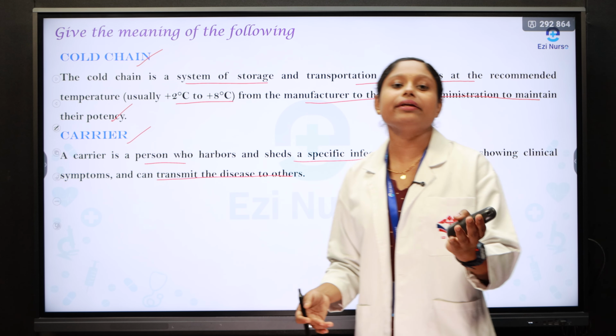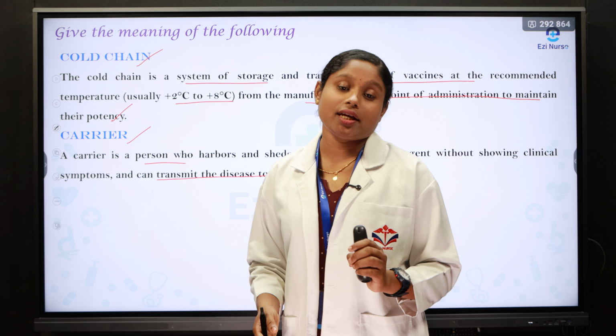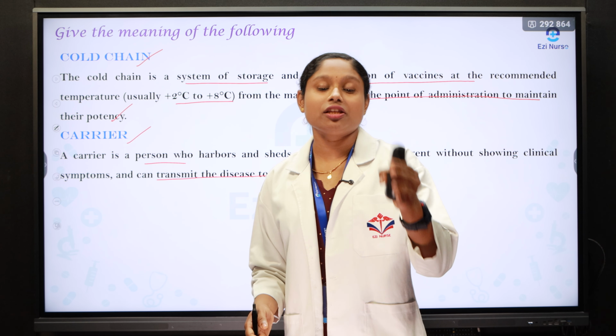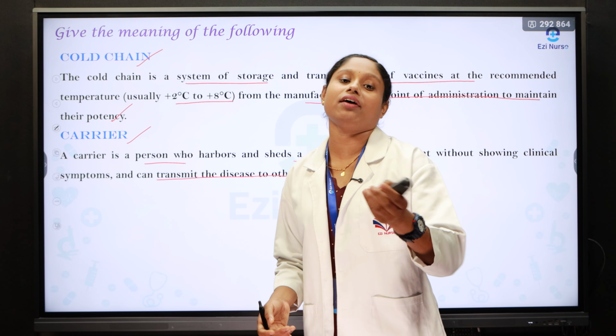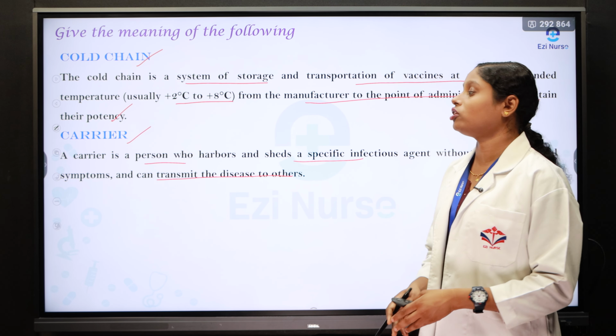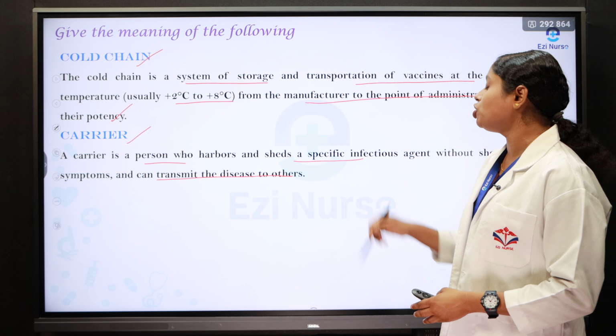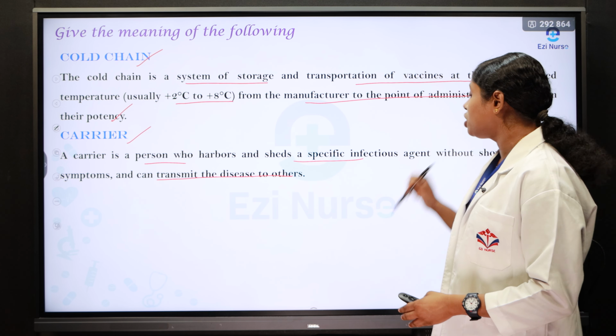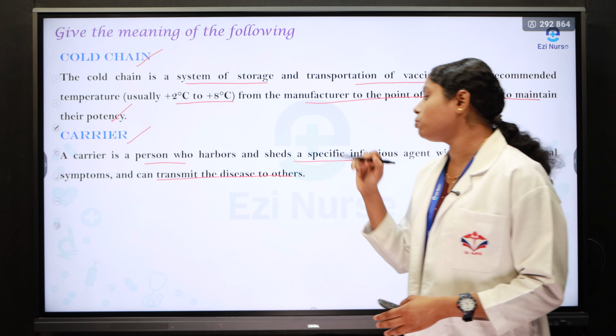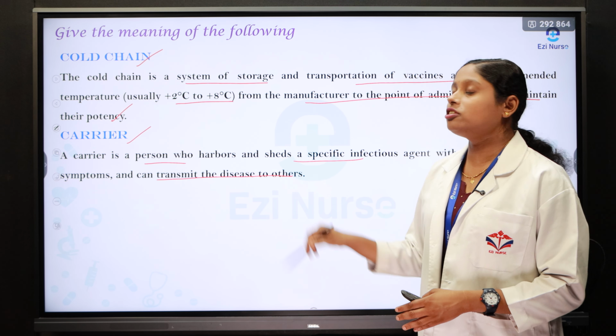For example, a mother may be a carrier of a particular disease. The mother won't have any symptoms, but the child may develop that particular disease. So that is a carrier. A person who harbors and sheds a specific infectious agent without showing clinical symptoms and can transmit the disease to others.